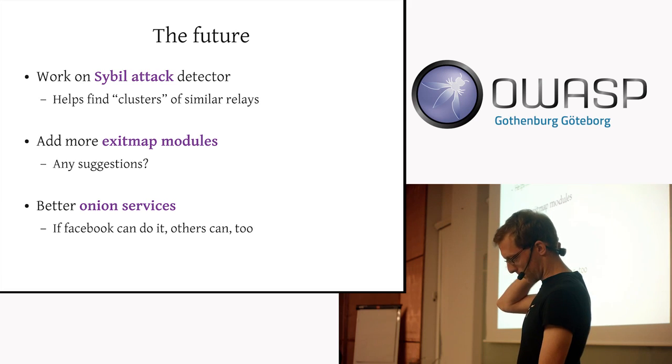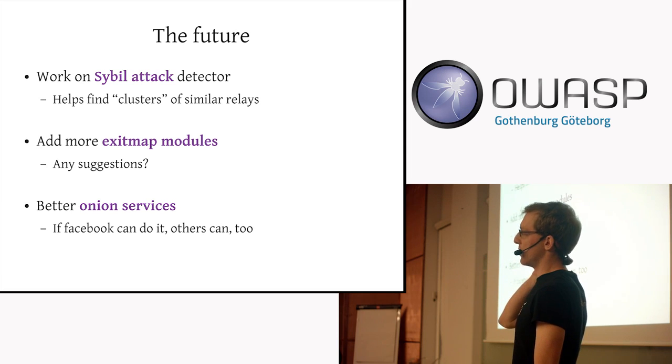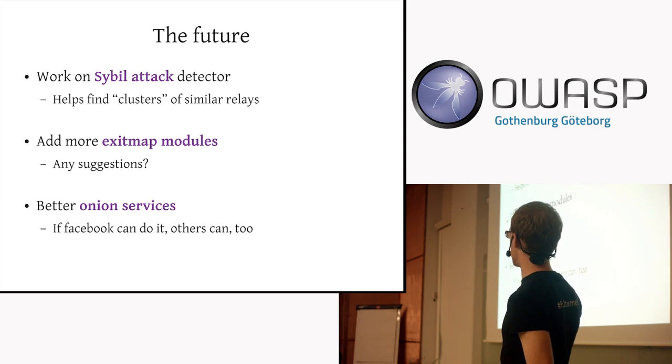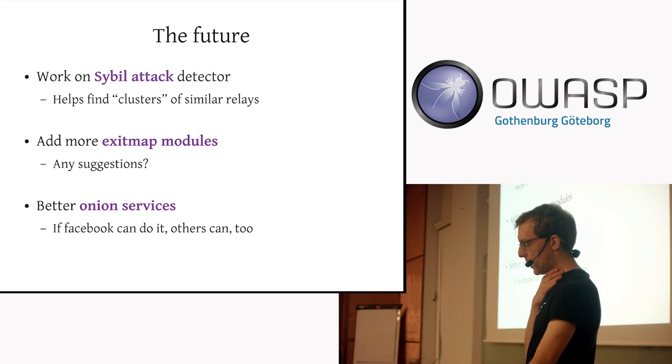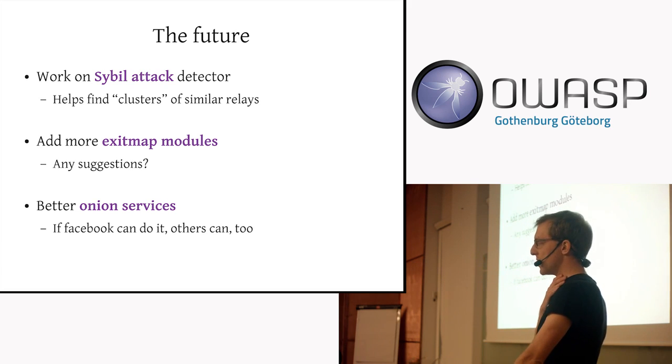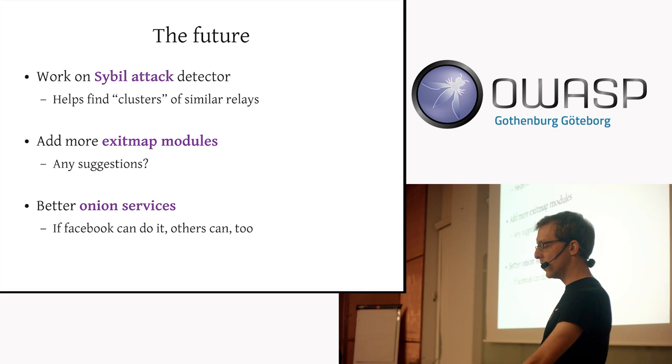And finally, we want to work on better onion services, which is basically the new name for hidden services. For those of you who don't know, a hidden service basically gives the server anonymity, because the Tor browser only gives you as the user anonymity. But if you want to run a blog, for example, and you're afraid that your government might shut it down, then one of the things you can do is you can run a hidden service, which gives your server anonymity. And it has some issues.